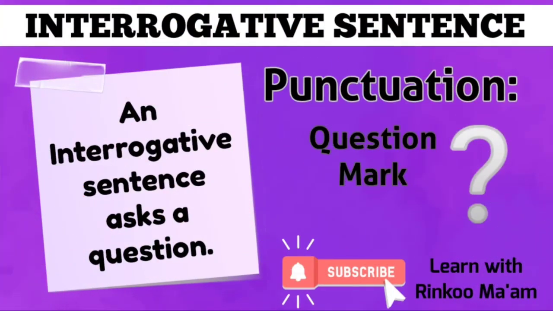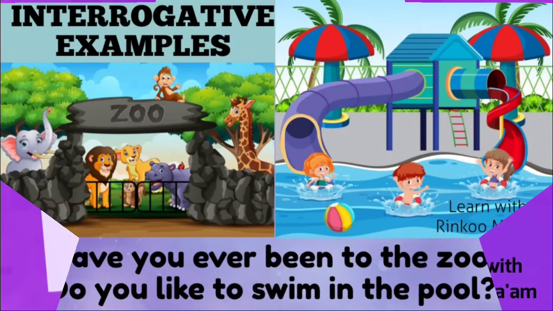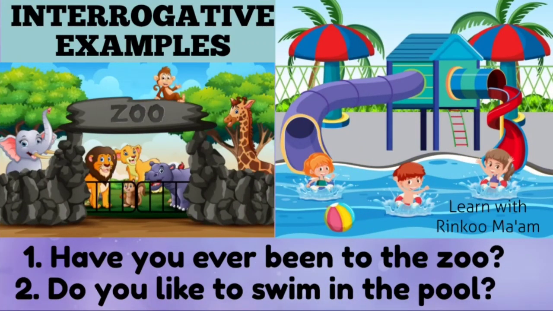Next on the list is interrogative sentence. An interrogative sentence is simply a question and it ends with a question mark. Let's check some examples. The first example, have you ever been to the zoo? The second one, do you like to swim in the pool?